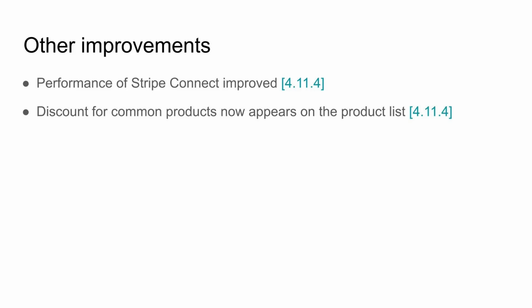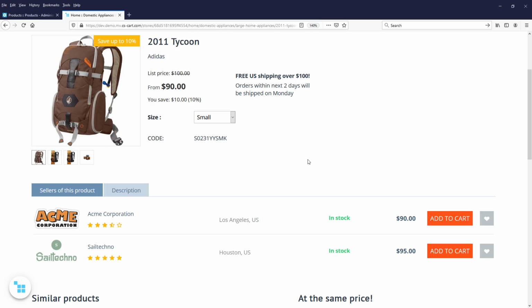Another improvement is for the Common Products add-on. This add-on allows your vendors to sell the same products with different prices. Now, the product will appear with the discount label. It applies not only to the product list, but also to the product page. Customers will see a label like "Save up to X%." In our case, the cheapest offer is $90, and that's 10% off the list price.